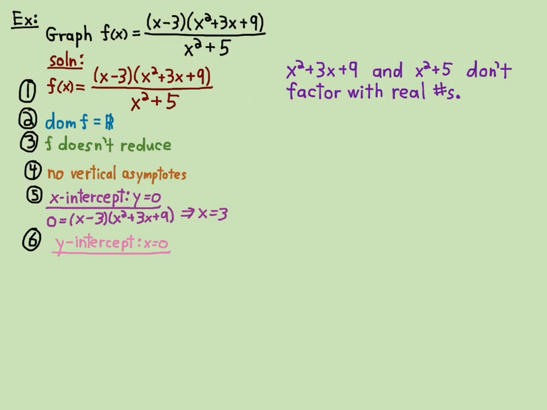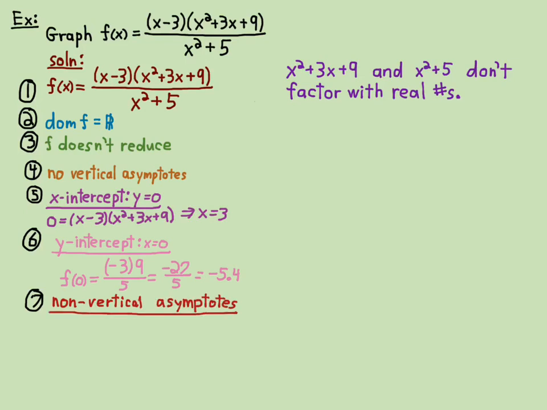Okay, so the y-intercept is when x is 0. That's the easier one, usually. And so you just set x equal to 0 in the equation, and you get minus 27 over 5, which is exactly minus 5.4. I just wrote it that way because it's easier to graph because you can see the magnitude of the number. And then I want to look for the non-vertical asymptotes, which would be horizontal or oblique, if there are any.